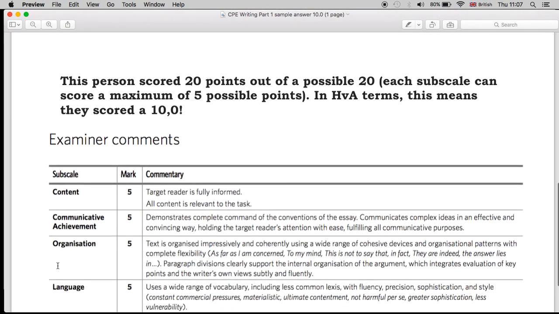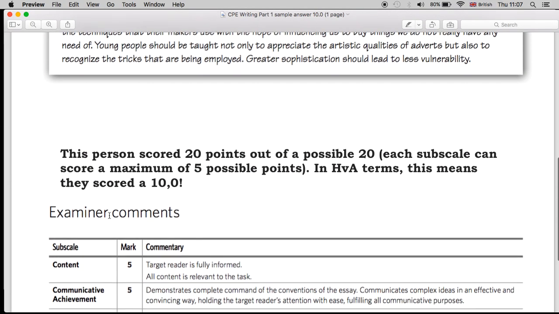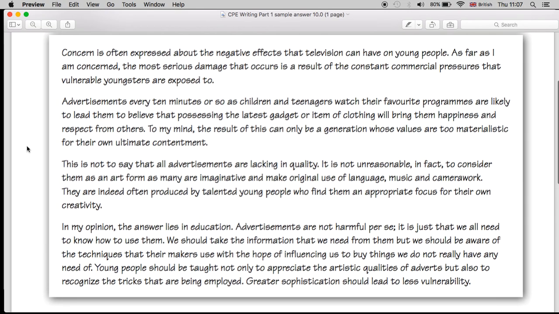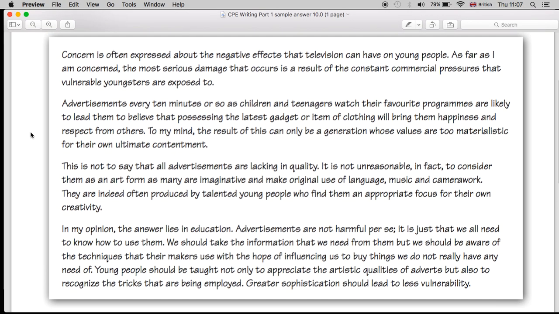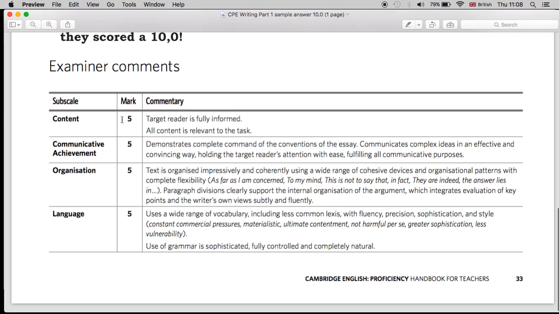Well, what are Cambridge's comments here? What are the examiner comments? Okay, in terms of answering the question, well, 5 points out of 5. The target reader is fully informed and all content is relevant to the task. Fair enough. Again, I might give this 4 out of 5 in that I believe that some key elements are missing, as I mentioned here, and the fact that it's more overarching media that causes constant commercial pressure and perhaps damage, not just television. But okay, still, fair enough. 5 out of 5, 4 out of 5, still a good mark.